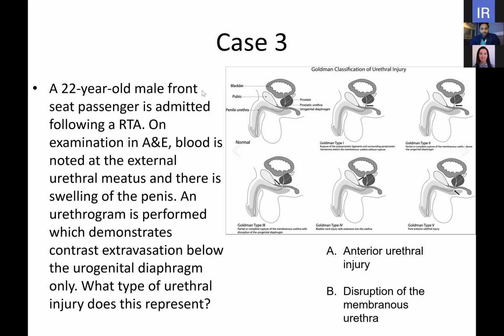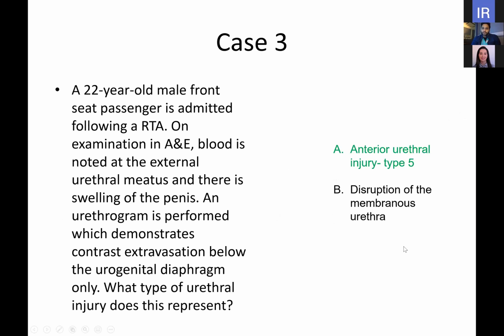So yeah, very good. So most of you guys are going for A. Yeah, so I think the clue here in the question is that you've got contrast leaking below the urogenital diaphragm. Let me just minimize my section of the typing bits. So contrast leaking below the urogenital diaphragm and swelling of the penis here. So if we look at the classification system, below the urogenital diaphragm, if you've got leaking of contrast below this, you're going to have swelling of the penis. So this would be classified as a type 5 injury. So purely anterior urethral injury here. So that's type 5.